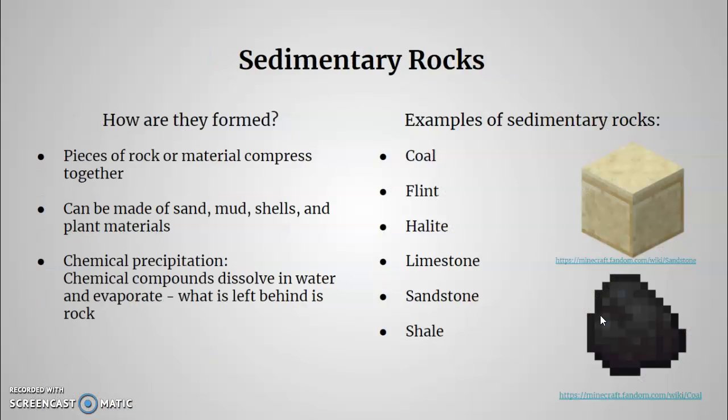Sedimentary rocks are formed by pieces of rock or materials being compressed together. These can be made of materials like sand, mud, seashells, and plant material. They can also be formed by chemical precipitation, which is when chemical compounds are dissolved, usually in water, and then that water evaporates. What's left behind is the rock. Some examples of sedimentary rocks include coal, flint, halite, limestone, sandstone, and shale.